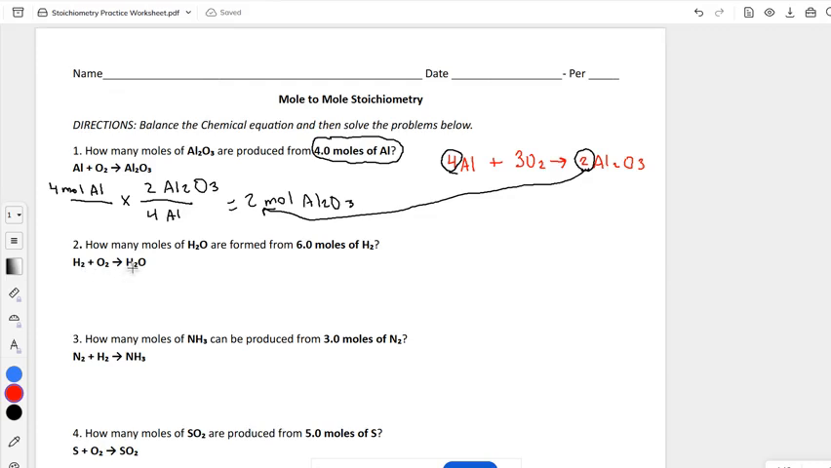H2, 2 hydrogens. Good so far. O2, 2 oxygens. O, 1 oxygen. That's not balanced. 2 and 1 are not the same thing. So I'm going to go here. To get 2 oxygens, that's a pretty easy fix.